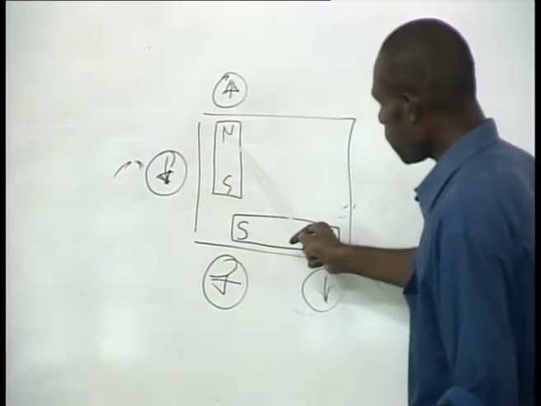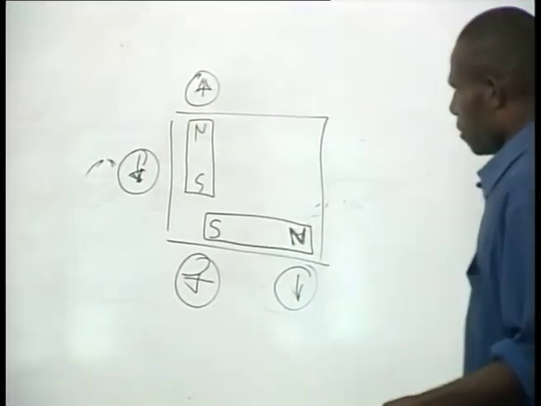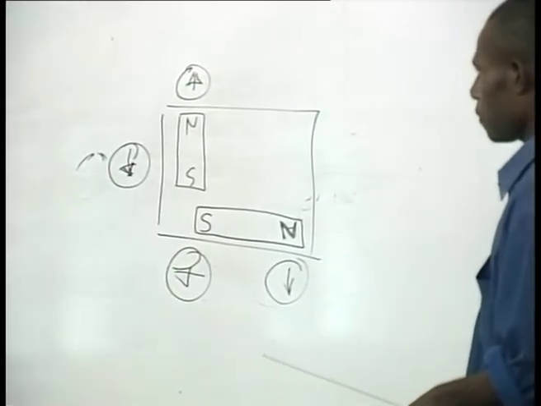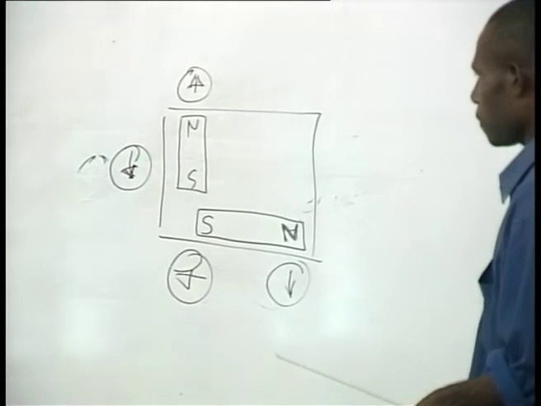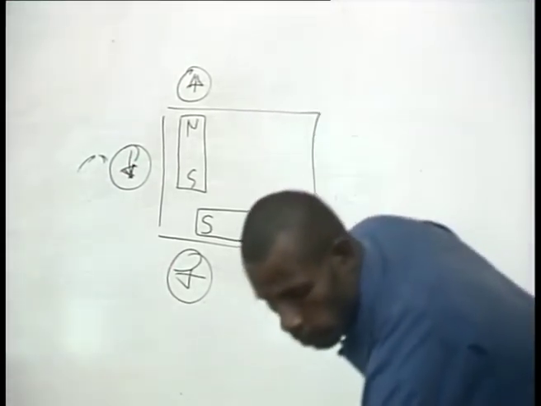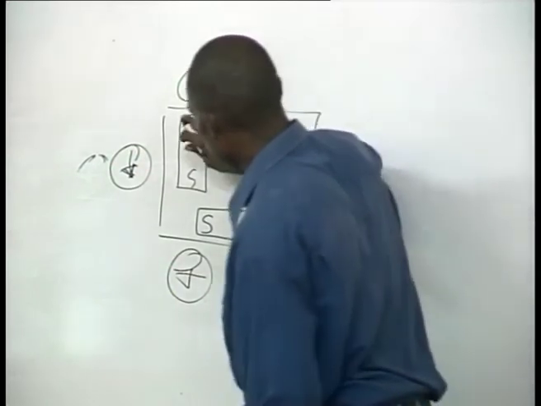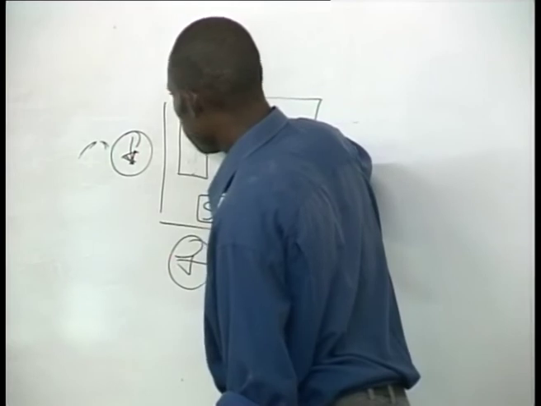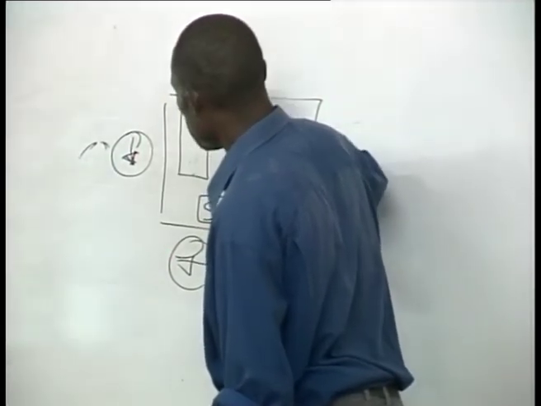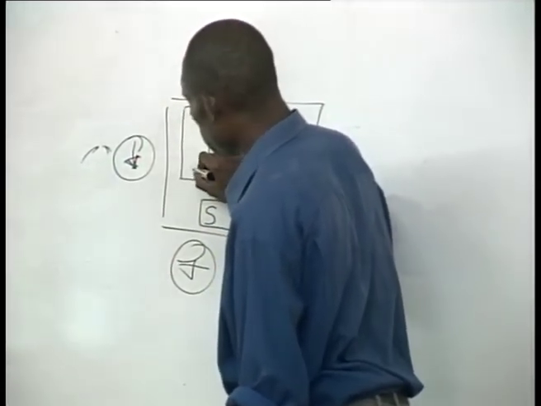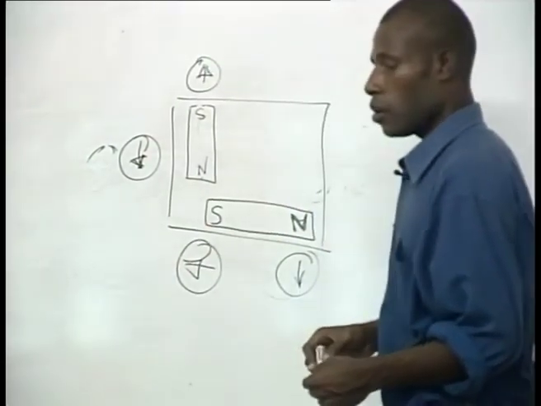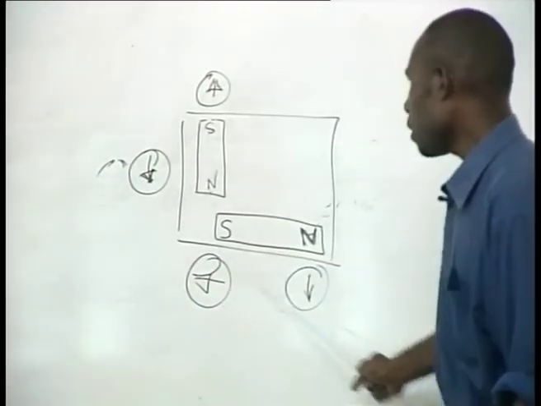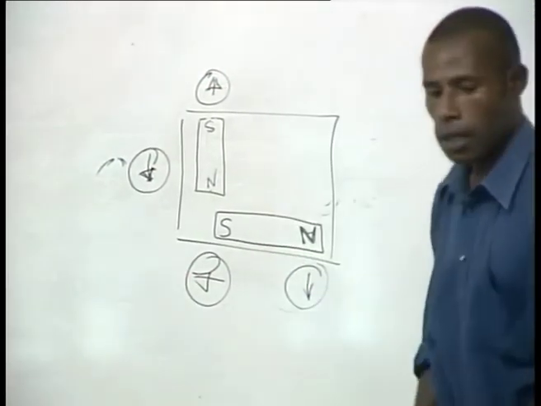Okay. Just have a look at this one. Okay, in this one, we will have that as the south, and that should be the north. Okay, so that is how the magnets are placed inside a box, right? Simply by looking at these 4 compasses.